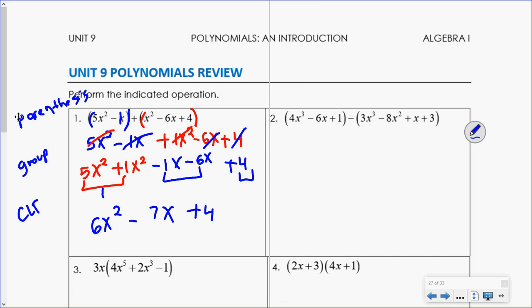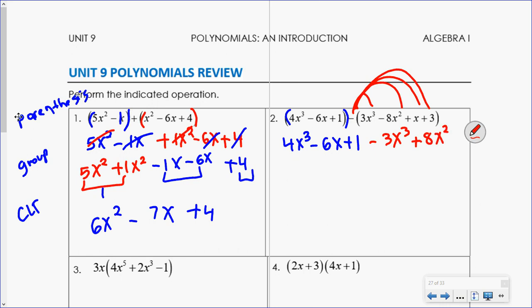All right. Next, number 2, looking at the parentheses. I want the parentheses to fall away, and they do. So I get 4x cubed minus 6x's plus 1. Now, with the negative, this negative is going to change all of the terms inside to the opposite of what it already is. So positive 3x cubed becomes negative 3x cubed. Negative 8x squared becomes positive 8x squared. Positive 1x becomes negative 1x. Positive 3 becomes negative 3.